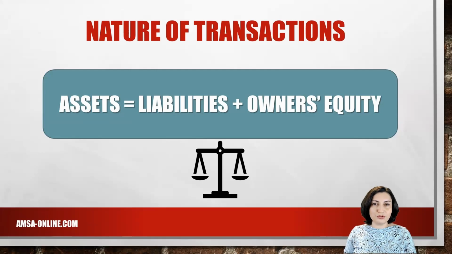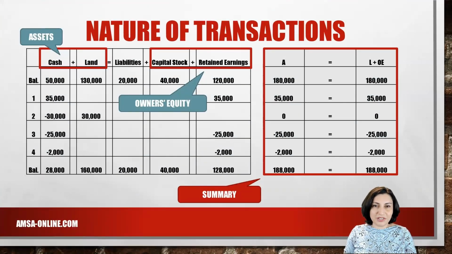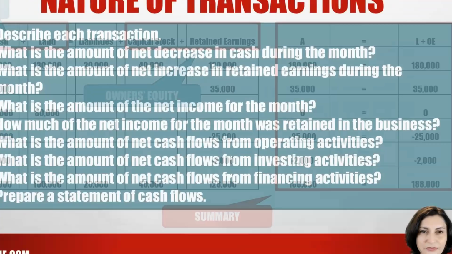Before we move on to transactions, let's briefly review the accounting equation. Assets are equal to liabilities plus owners' or stockholders' equity. If you look at the summary table, you can see that for each transaction, assets are equal to liabilities plus owners' equity. Cash and land are assets. Capital stock and retained earnings are owners' equity.